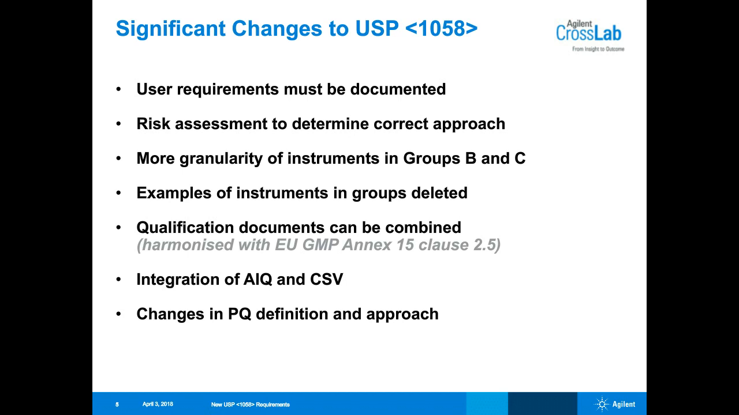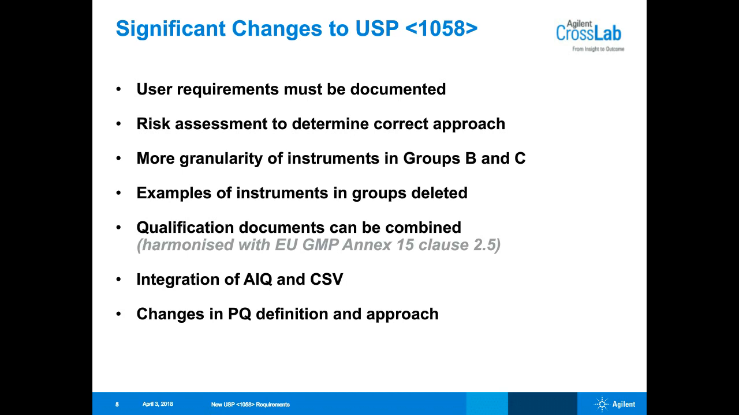We've also got more granularity in groups B and C. For example, in group B, there are subdivisions into straight qualification and qualification with verification that calculations work. So if you use a balance for weight uniformity, that calculation built into the balance has to be verified. And on some pieces of equipment, you have to verify that any user-defined programs actually work, as well as qualifying the piece of equipment.